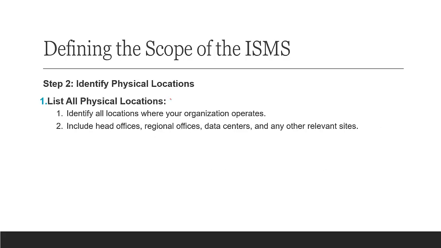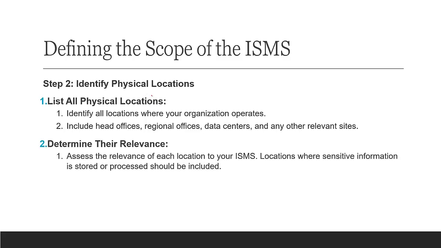Second, we need to identify physical locations. So do you want to implement the ISMS in the Noida office, or do you want to implement it in multiple offices? You need to list all the physical locations, and you have to document the scope, which includes the head office, regional offices, and then determine the relevance. Why?